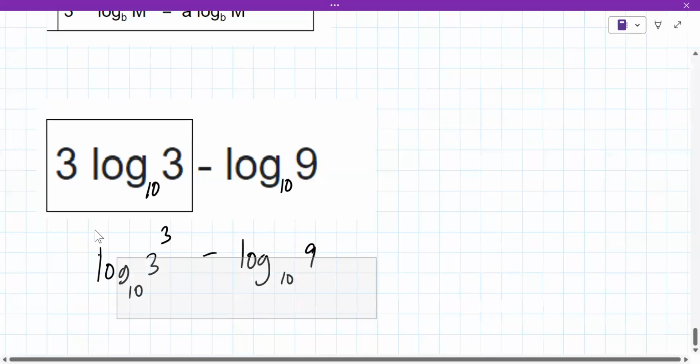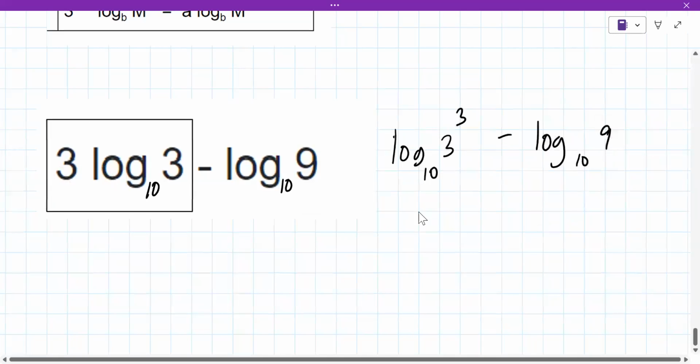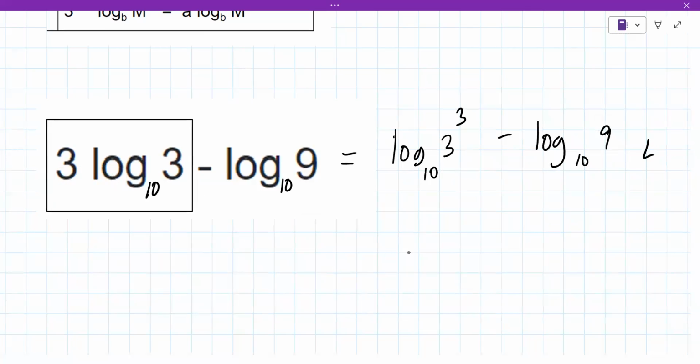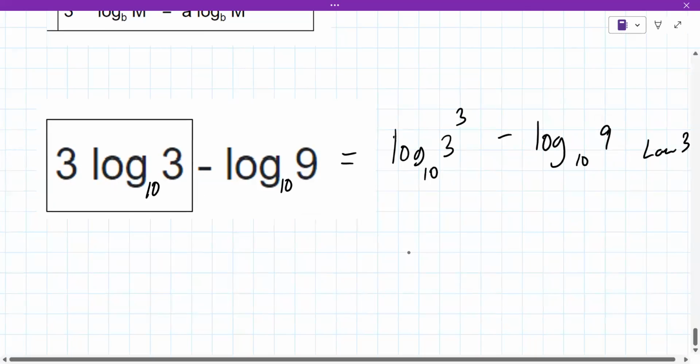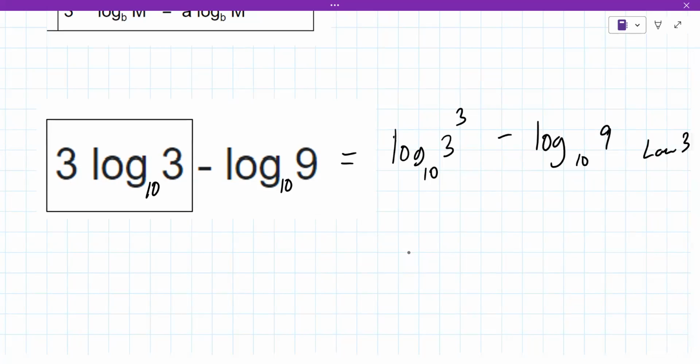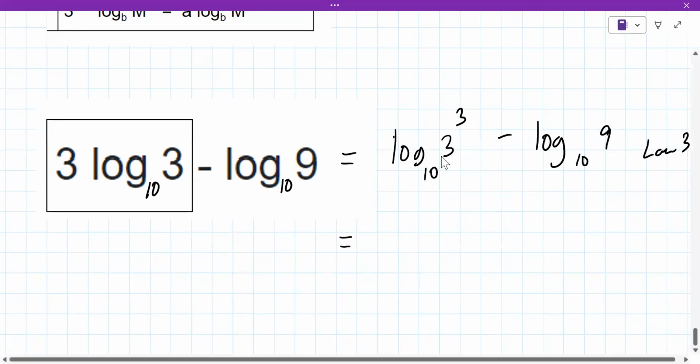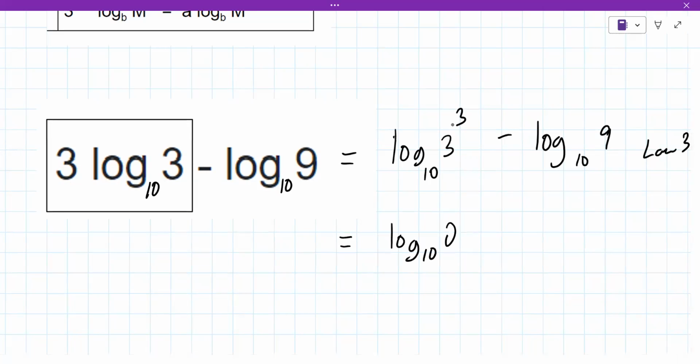All right, really good. Actually, I need to rewrite this, with the 3 up here, and then you say law 3. Yeah, it's log 3. All right, now what is 3 to the power of 3? 3 to the power of 3 is 27. So we have log base 10 of 27 minus log base 10 of 9. There's no law there. It's just a simplify step.